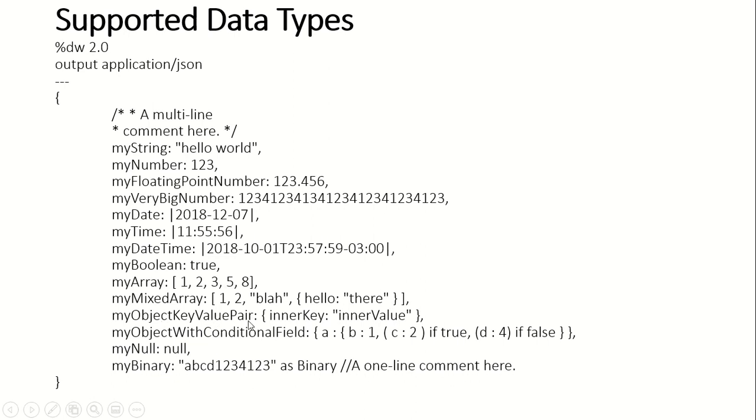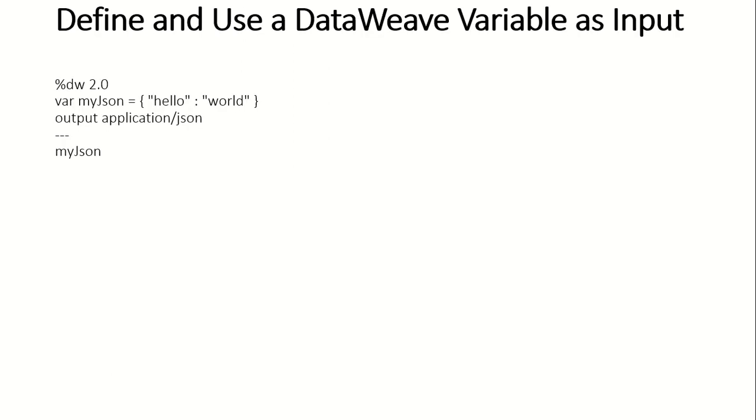There is an object with key value pairs. There is an object with a conditional field like this: if c is equal to 2, then d is equal to false, or something like that. There is a null variable. There is a binary variable and all of that. So these are the supported data types of the DataWeave transformation.